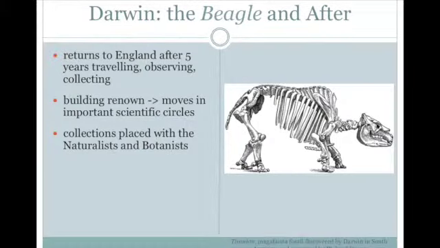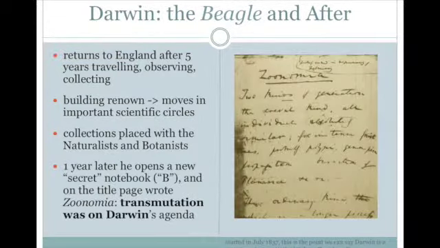And of course, Owen described some of the megafauna fossils, including Toxodon, which Darwin had found in South America. And Owen was able to examine it, reconstruct it, and then describe it as a new extinct species.